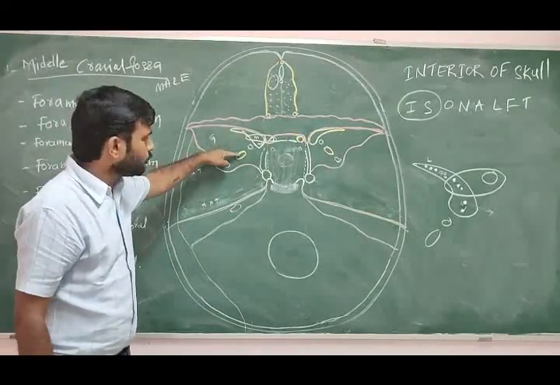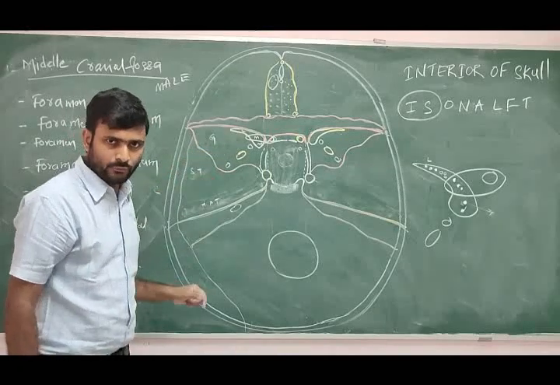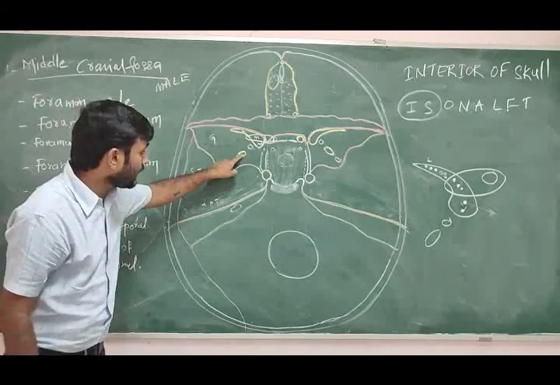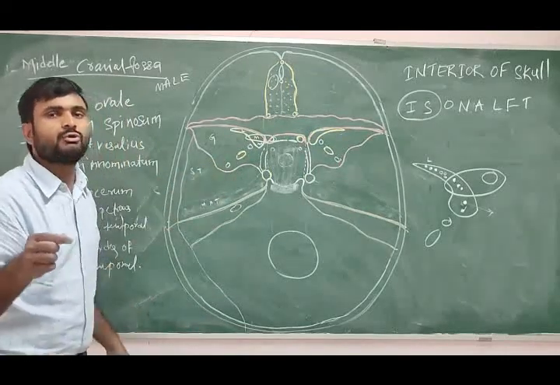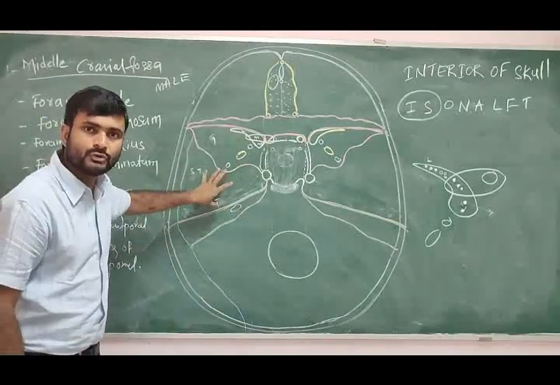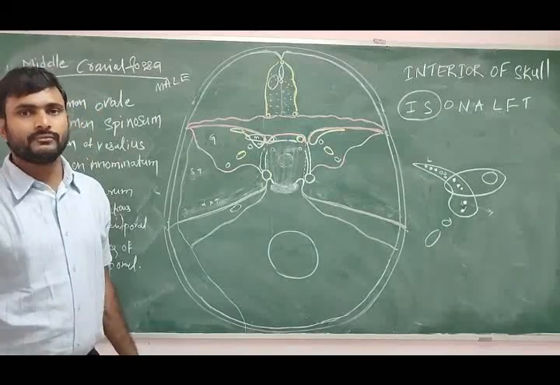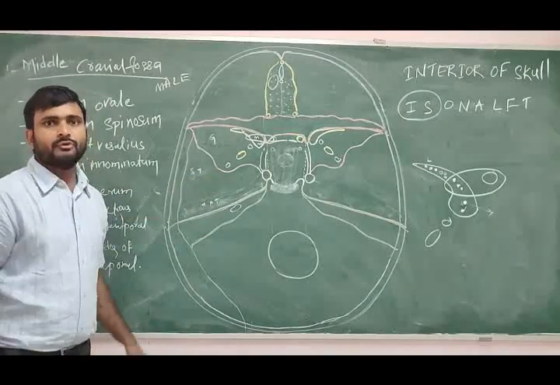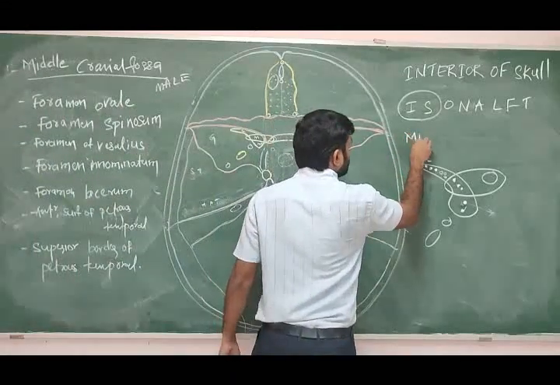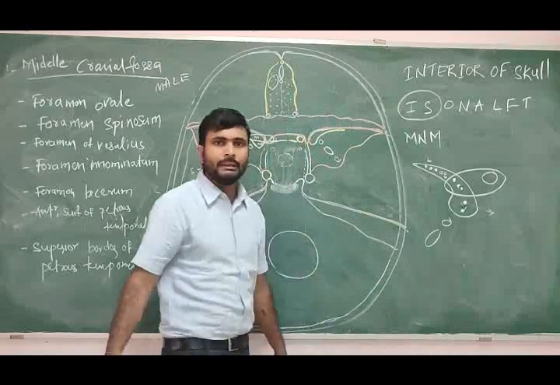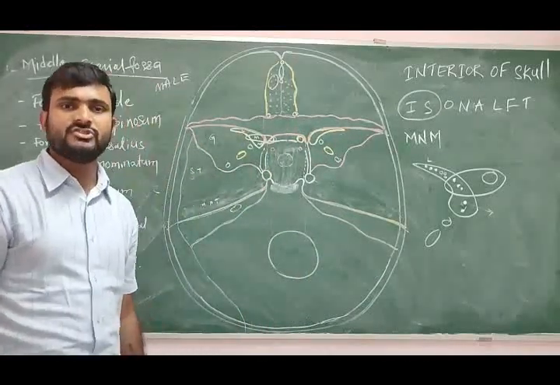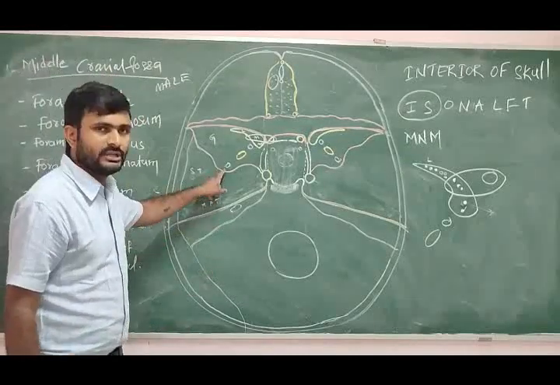Then next, again posterolaterally, one more foramen is present. Posterolateral to the foramen ovale is another foramen, called the foramen spinosum. It also connects the middle cranial fossa with the infratemporal fossa. Through this foramen a few structures pass, remembered as M and N: middle meningeal artery, nervus spinosus, and middle meningeal vein. These three structures pass through here.